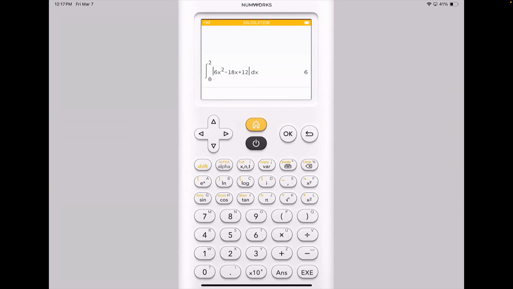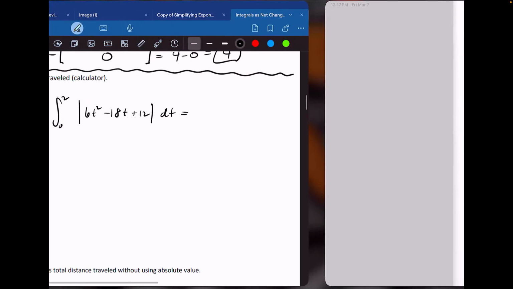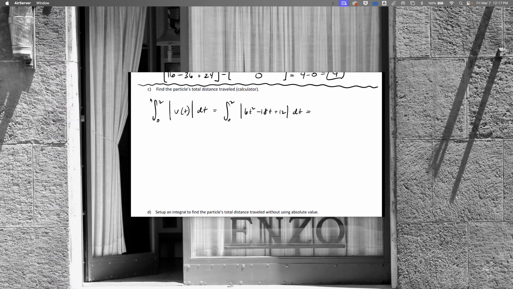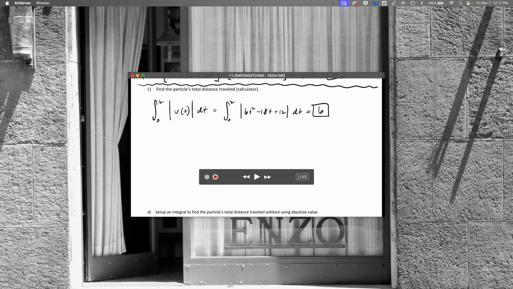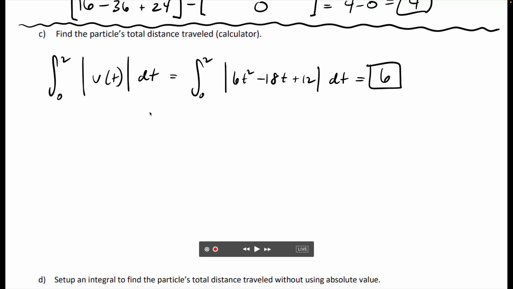Okay, so we got the number 6. Since this is a calculated problem, I don't have to show the work. I just have to show what I used to get my answer. So again, 6 steps, 6 miles, 6 feet. I don't know what it was. They didn't tell us, but it's 6.